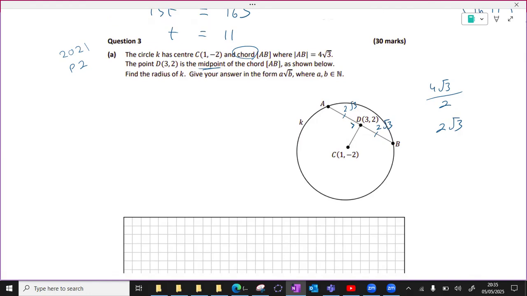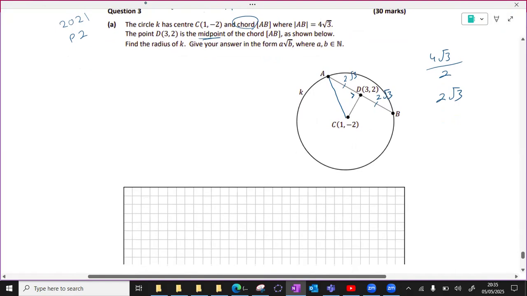Find the radius of K. This is one of those situations where once you put in your radius, you get your 90-degree right angle triangle, and you're going to use Pythagoras. Before I do Pythagoras, I'll need to get the length from (1, -2) to (3, 2). So that's x1, y1, x2, y2.